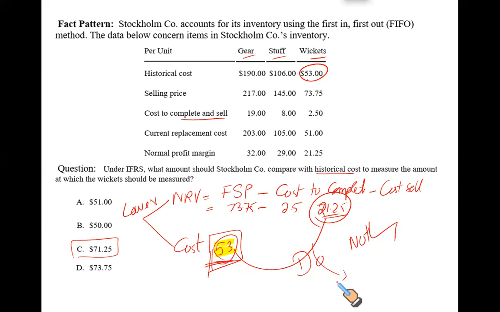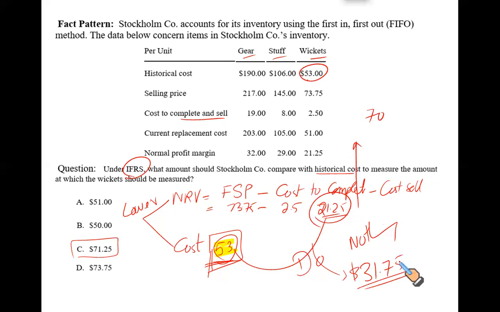Please listen to me very carefully. 53 minus 21.25, which means my inventory has fallen in value by $31.75. You have to book this as a loss in your books of account under IFRS. But subsequently, if the NRV goes up, let's say the price goes up and the NRV now is at 70, IFRS allows you to reverse the loss in a subsequent period.